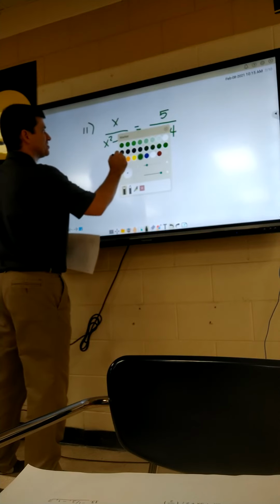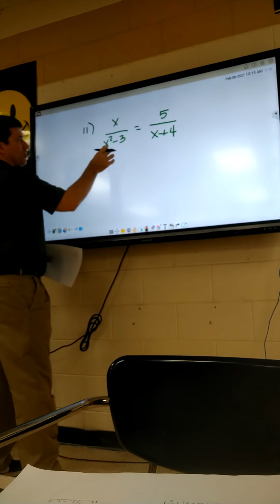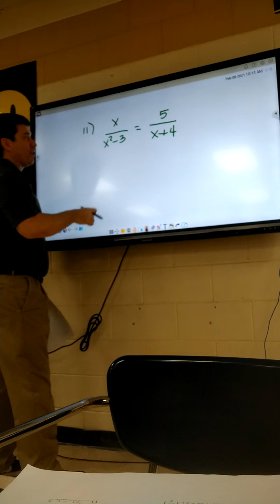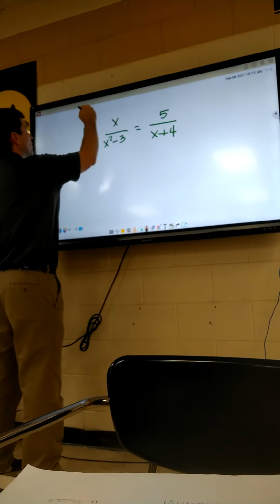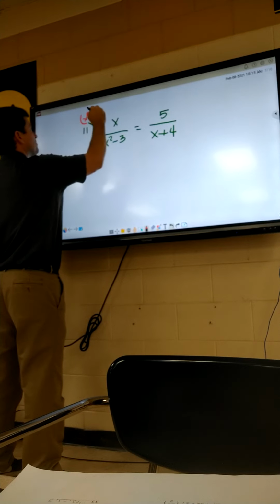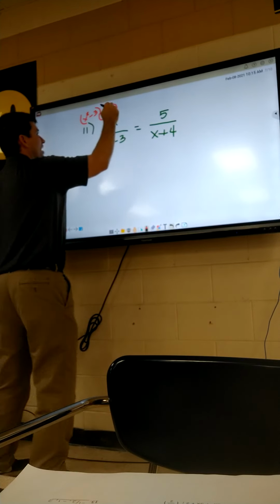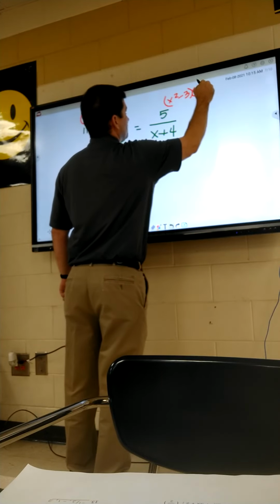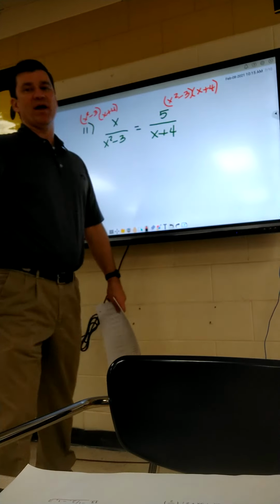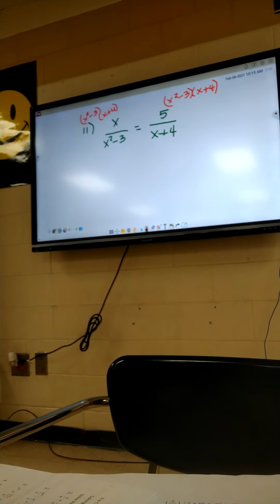Anytime y'all got expressions on the bottom, like we're doing number 11, we're going to use one of everything on the bottom. I'm going to use an x squared minus 3 and an x plus 4. X squared minus 3 and x plus 4 on that side. Does everybody understand why we have to do this one differently? Because now you have plus signs and minus signs, so we have to do it differently.